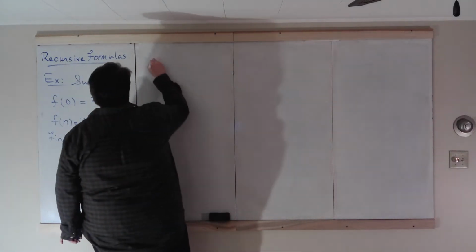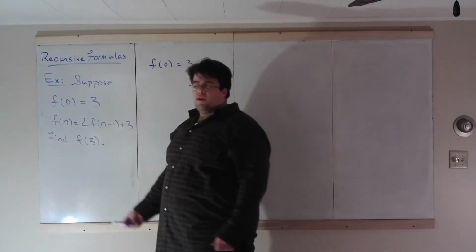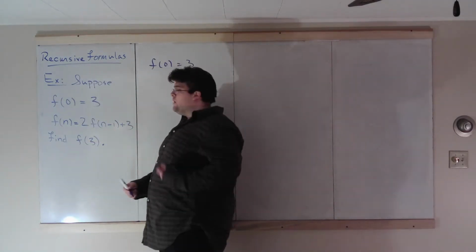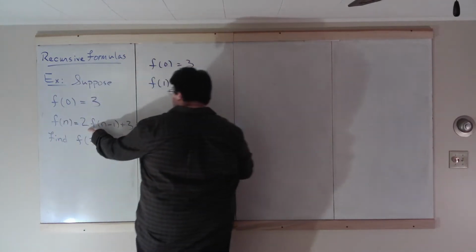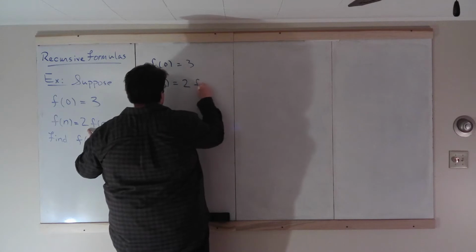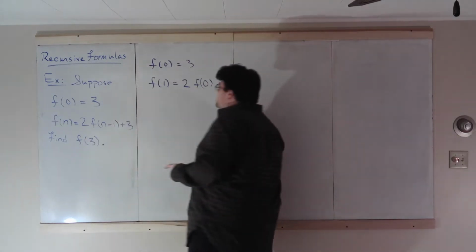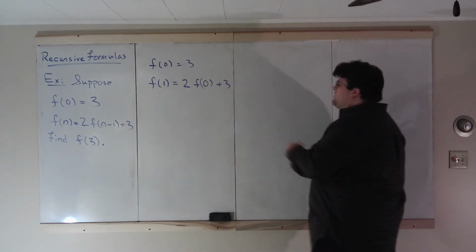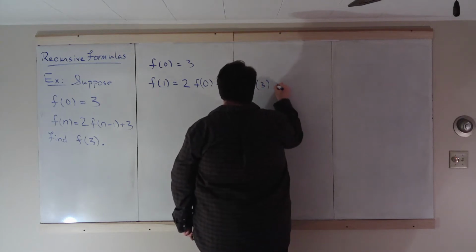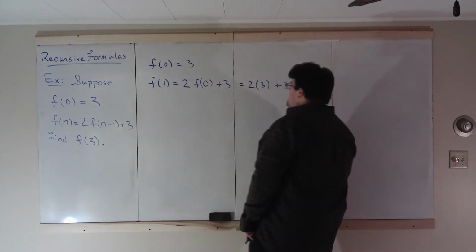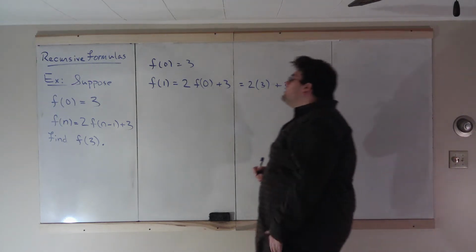Well, f of 0 is given to be 3. The next thing we can find is f of 1, because notice here, f of 1 depends on f of 0. So it's 2 times f of 0 plus 3. What's f of 0? Well, f of 0 is 3, so it equals 2 times 3 plus 3, which is 6 plus 3, which is 9. Well, there's f of 1.